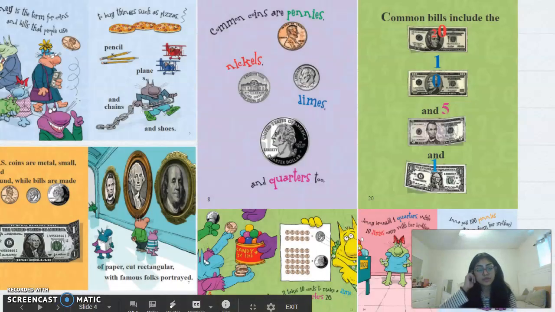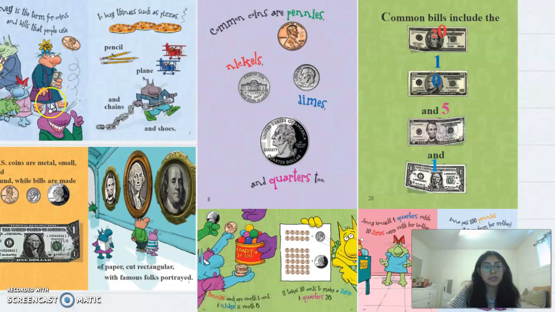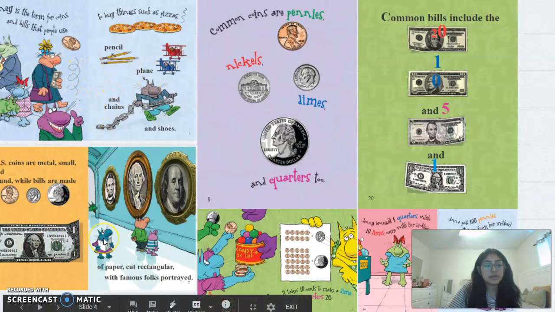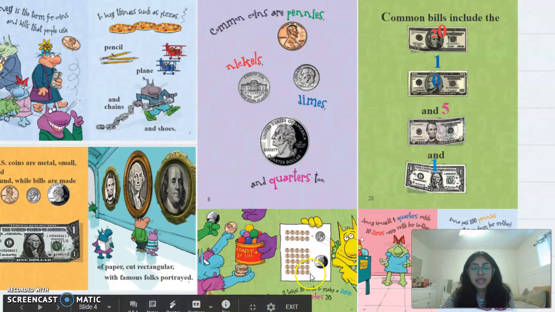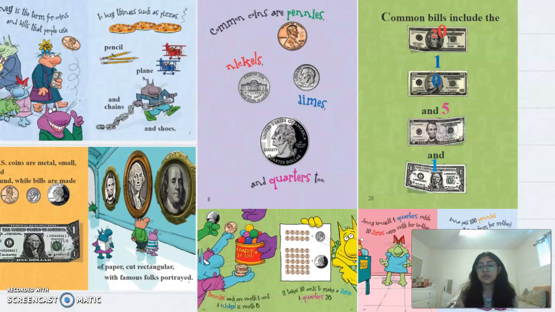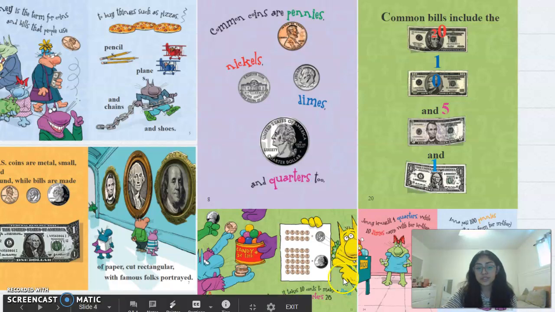These are a few photos of pages in the book. Up here we have the different terms for coins and what we use them for, what things we could buy with them. Down here, we also have differences between coins and dollar bills. Up here, we have pages talking about the common coins and pennies and the common dollar bills used, and their values and how we can combine each coin or dollar bill to purchase items.